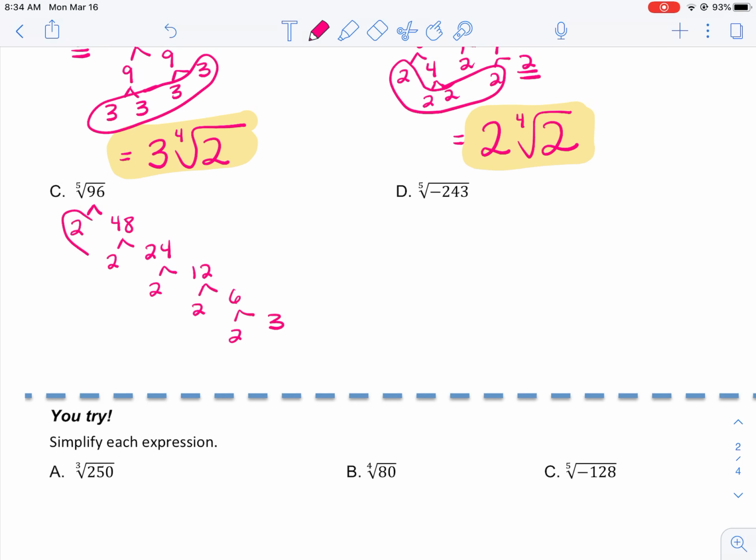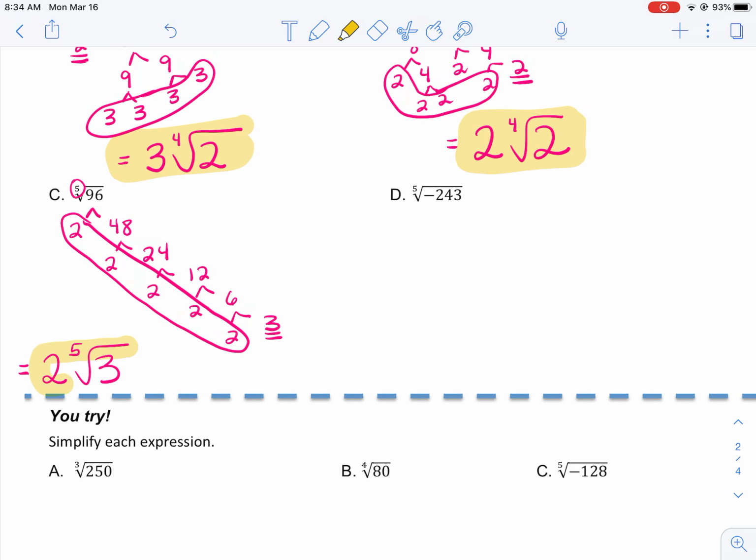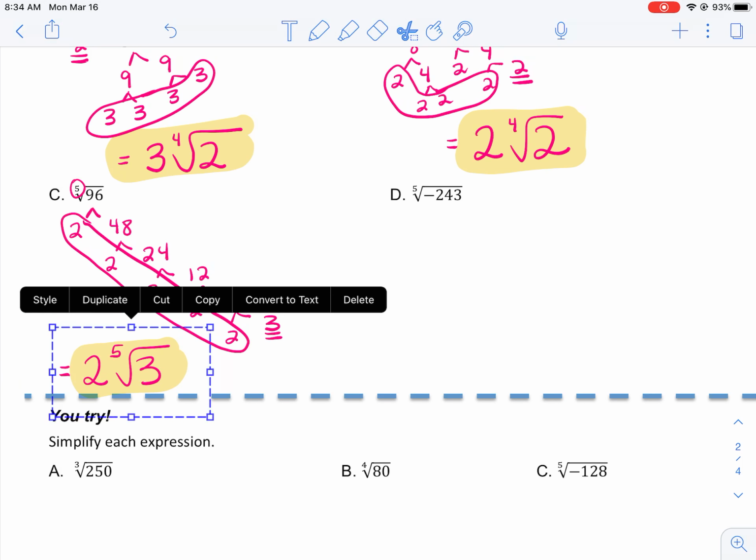Okay, and so notice right here we've got our 5 of a kind. So we're going to take the 2 out. We need 5 of them because the index is 5. We have a 3 left over. That's going to go back under the 5th root. And so the answer is 2 times the 5th root of 3. Let's move that answer over for you.